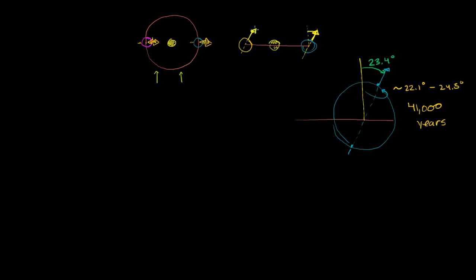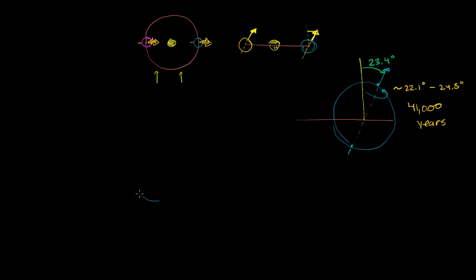And what I want to think about is how much sunlight different parts of the planet will receive, and I'll focus on the northern hemisphere, but you can make a similar argument for the southern hemisphere. I want to think about how much sunlight they receive when it's tilted away or tilted towards the sun. And so let's think about those two situations. So first of all, let's think about this situation here where we are tilted away from the sun.